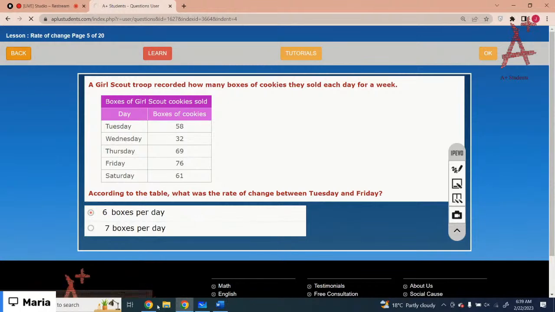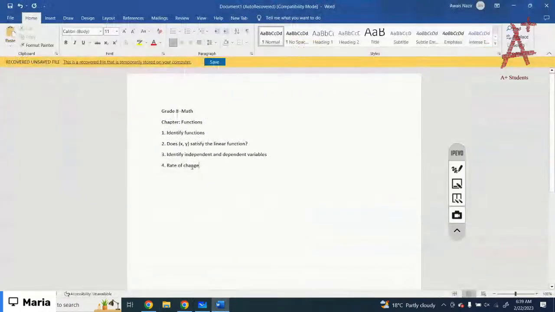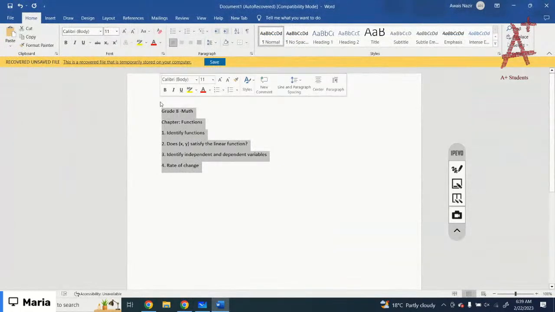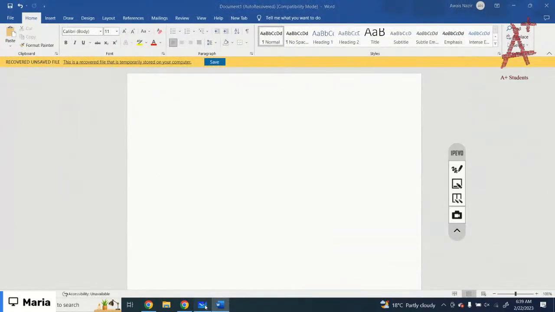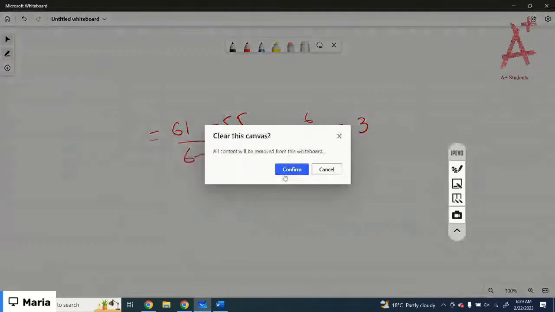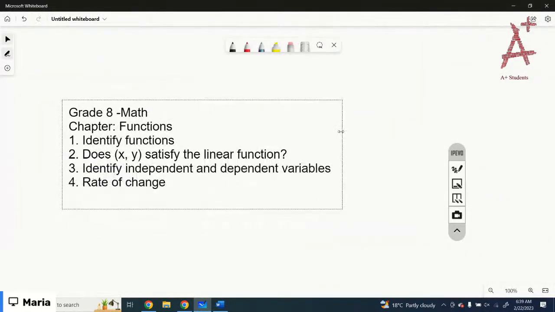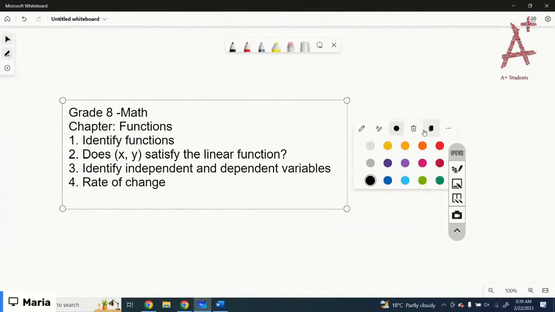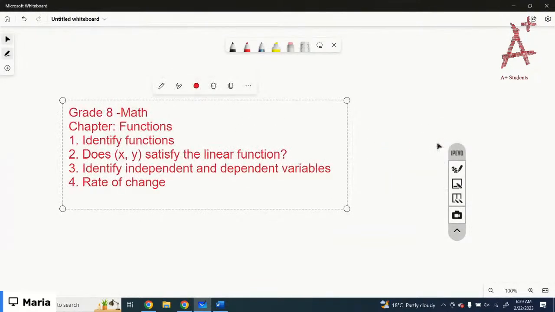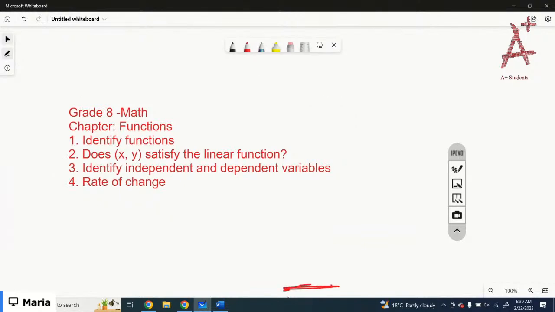You can complete the test by yourself later today. We are working on grade 8 maths. The chapter is functions, and the lessons we have covered today are identify functions, does xy satisfy the linear functions, identify independent and dependent variables, and rate of change.